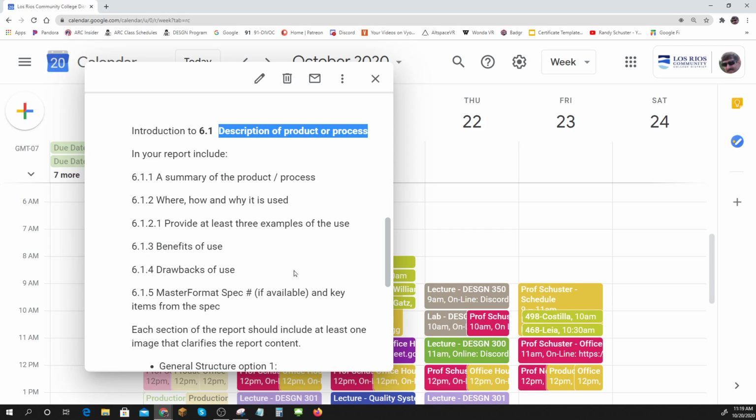Yeah, and so, Eric, your landscape, is that what you are, Eric? Eric says he's going to look at pervious concrete. Pervious means water will go through it.